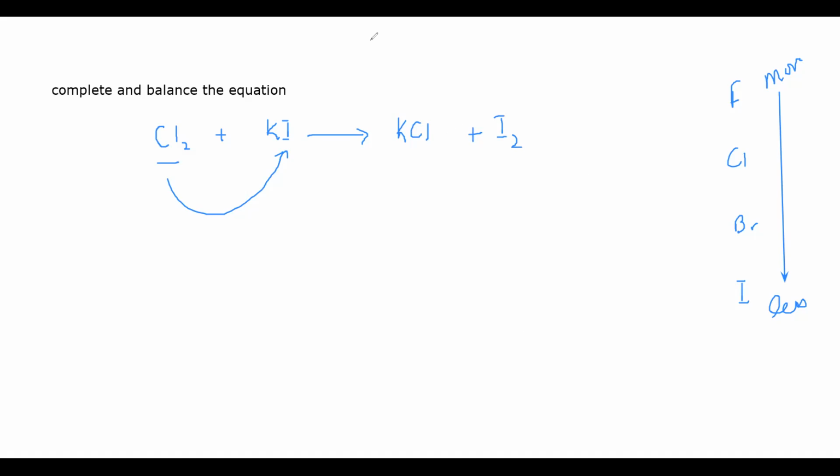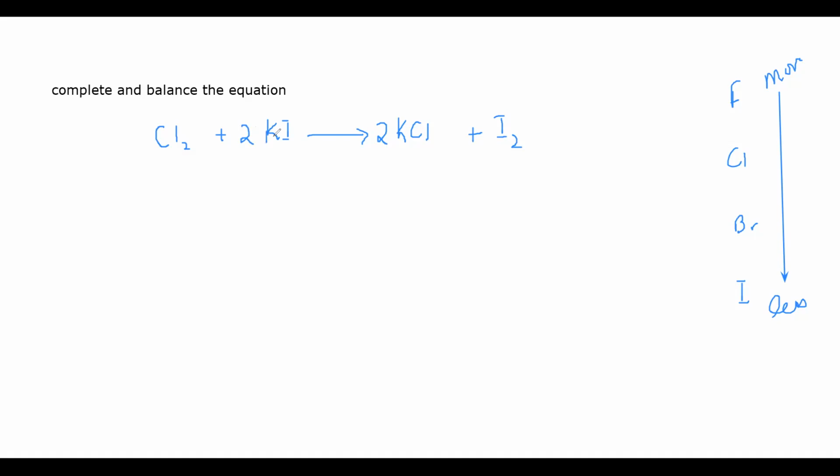So the second thing is balancing the equation. To balance the equation, we have 2 chlorine on the left hand side, so we should have 2 chlorine on the right hand side. So I substitute 2, and chlorine is balanced. We have 2 iodine on the right hand side, so there should be 2 iodine on the left hand side. So we put 2, and iodine is also balanced.